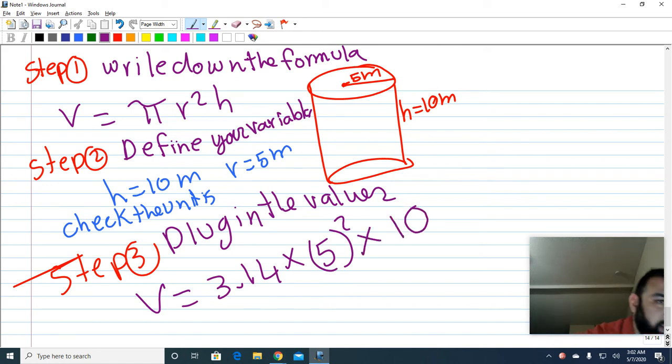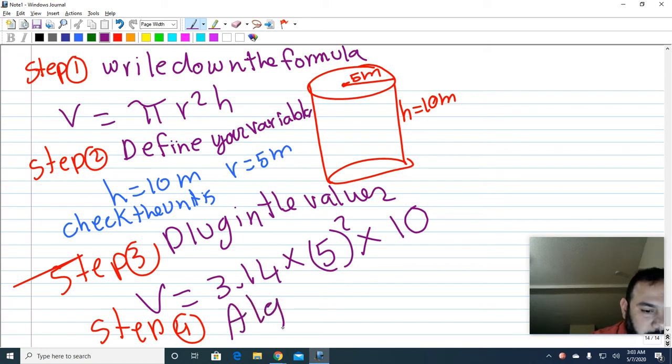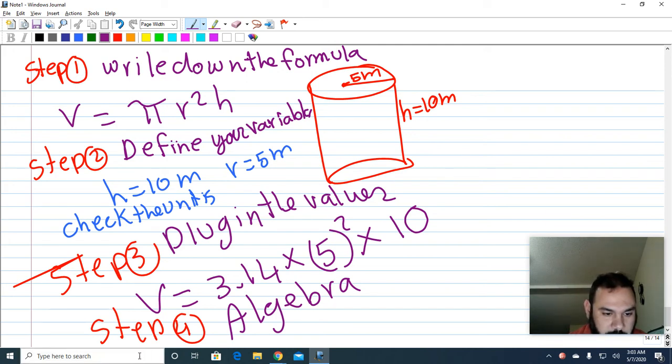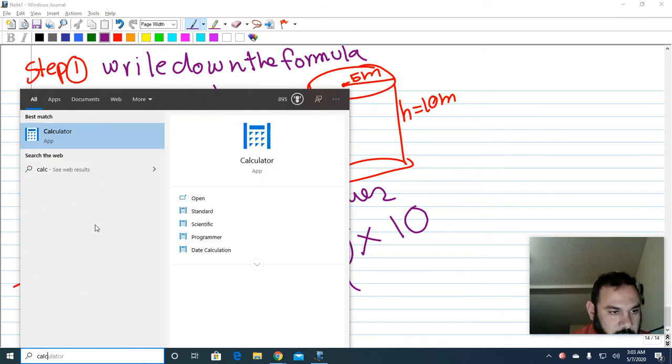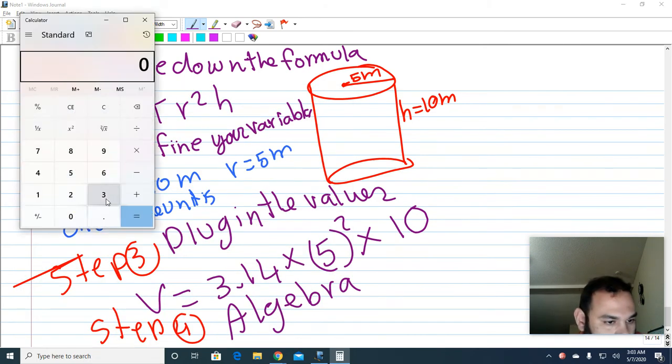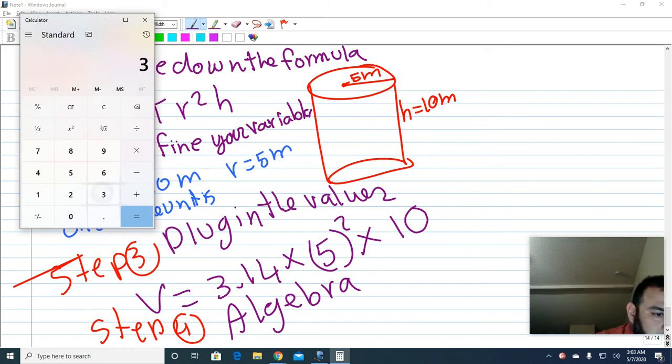Step 4, which is the easiest one. Step 4 is algebra. In geometry, most of the time you will be allowed to use a calculator, so bring your calculator. I have one here, of course. We're going to do 3.14 multiplied by 5 squared. If you don't have a square button, this is 5 multiplied by another 5, and then the last thing is the 10.